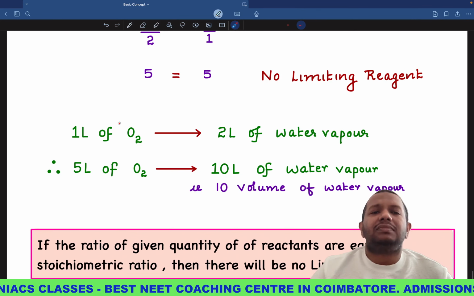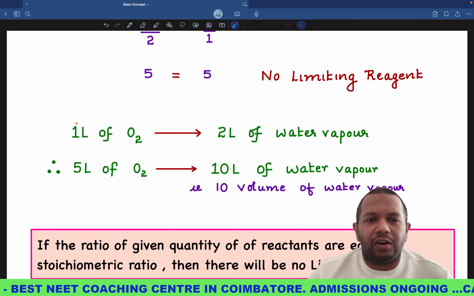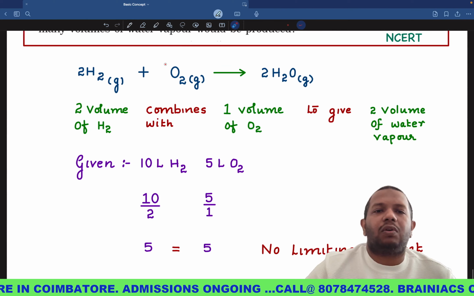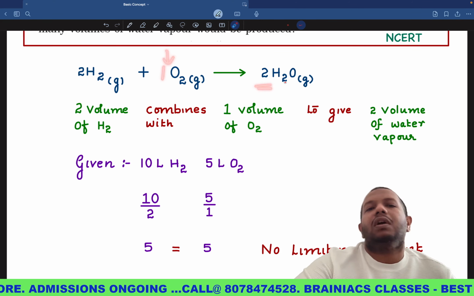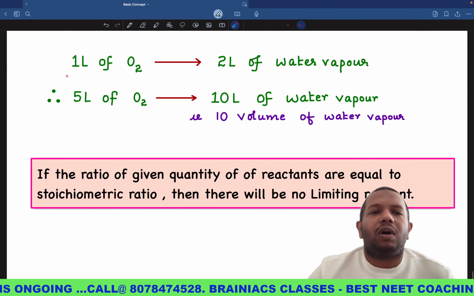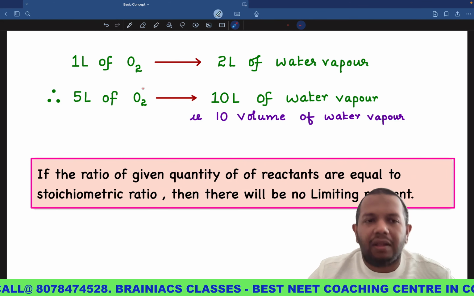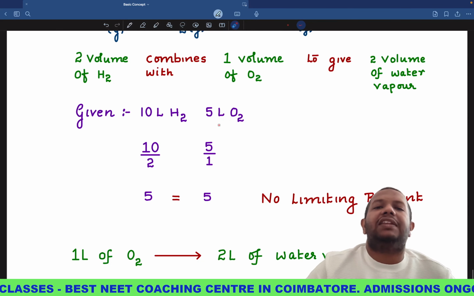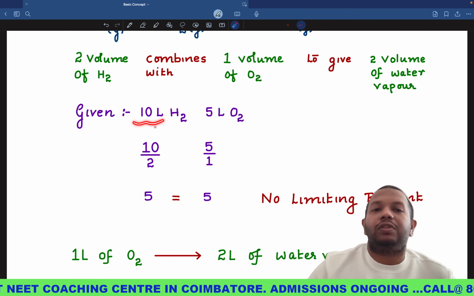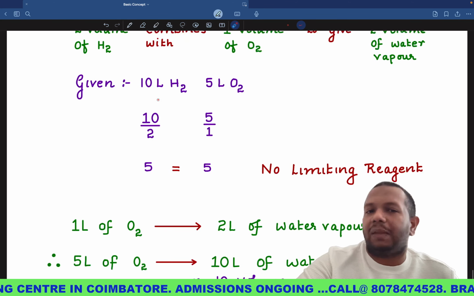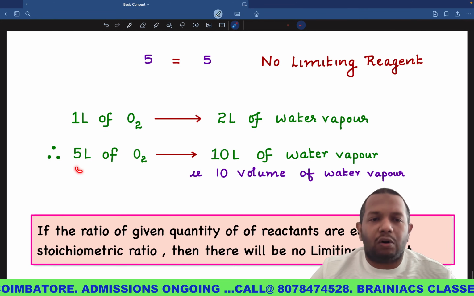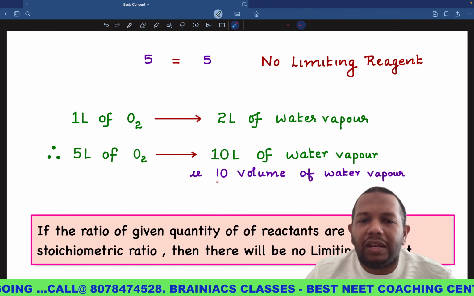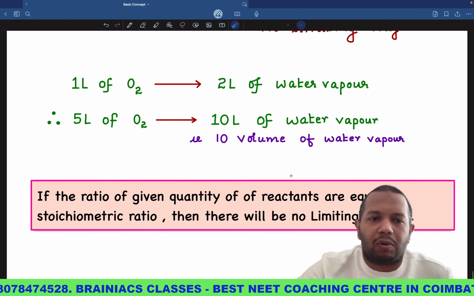So here I am taking oxygen. From stoichiometry I know 1 liter oxygen can give you 2 liter of water vapor. Now any doubt? 1 mole of oxygen gives 2, so I am taking directly in volume. So 1 liter oxygen gives 2 liter of water vapor. Then multiply by 5. Why are you multiplying by 5? Because given to you is 5 liter. But if you are taking hydrogen, given to you is 10 liter, then respectively you need to multiply. So 5 liter oxygen multiplied by 5, you are getting 10 liter water vapor. You can easily say that is 10 volumes of water vapor.